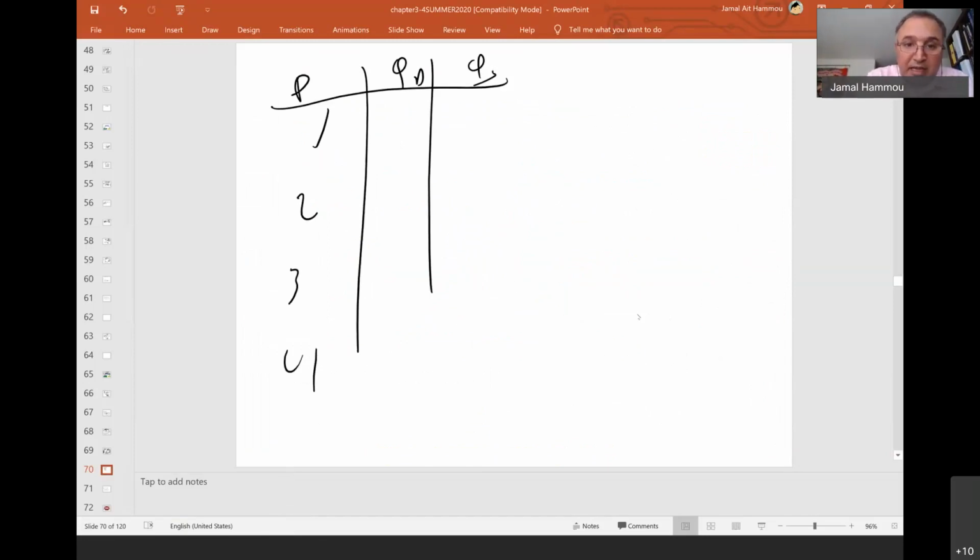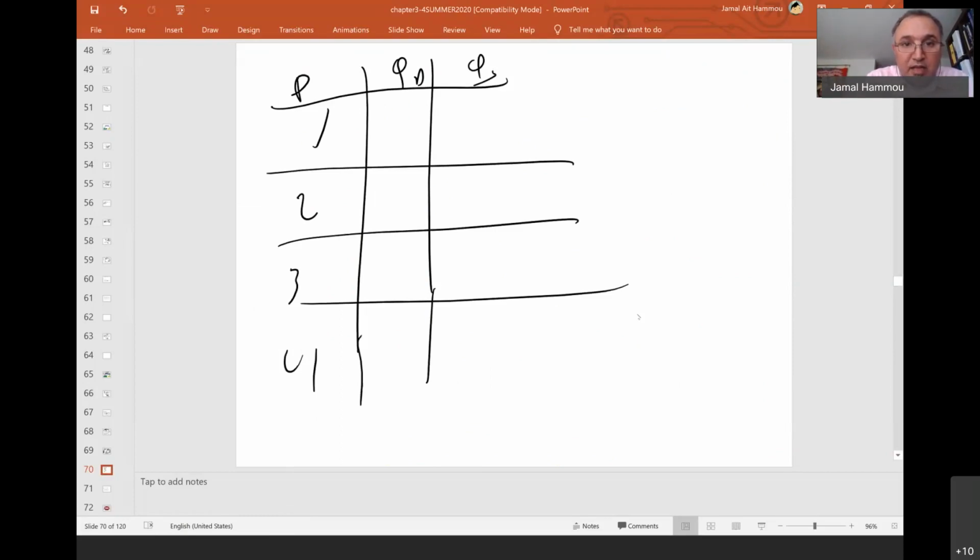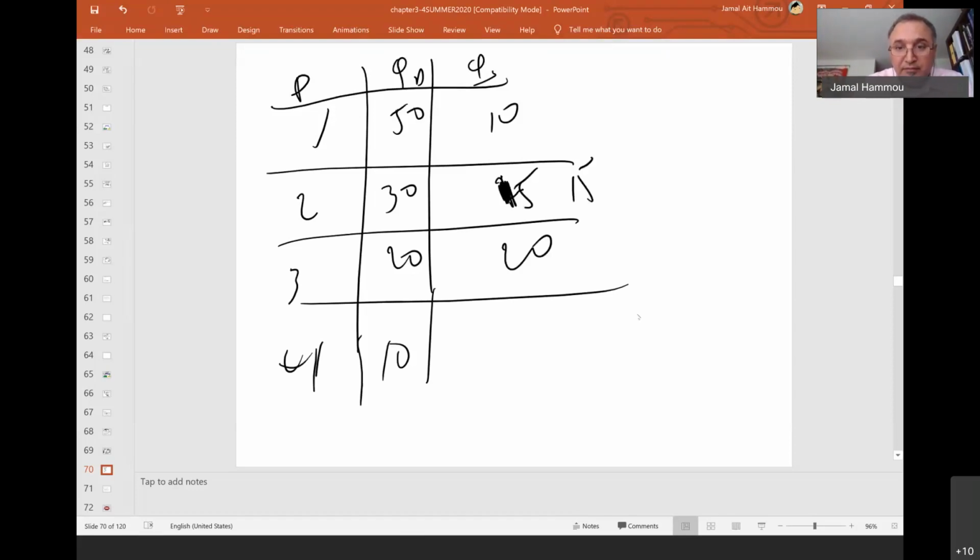So if I'm trying to find the equilibrium using a table, I'll just say, okay, quantity demanded is 50, 30, 20, 10. So quantity supplied is, price is 10, 20, let's say like 15, this is 15, 20, 30.